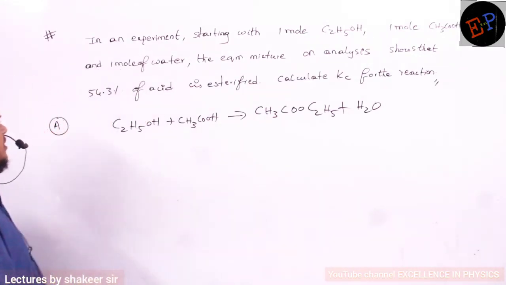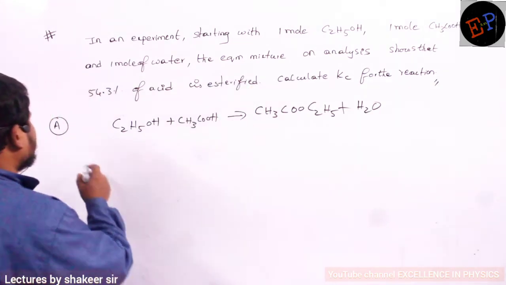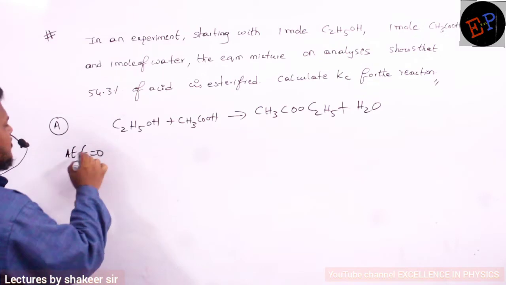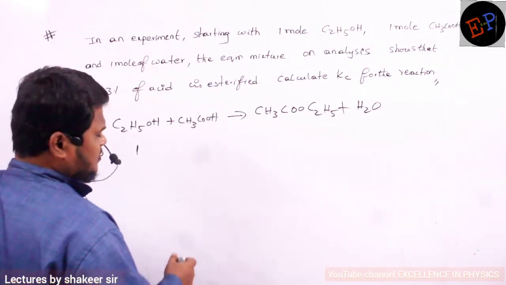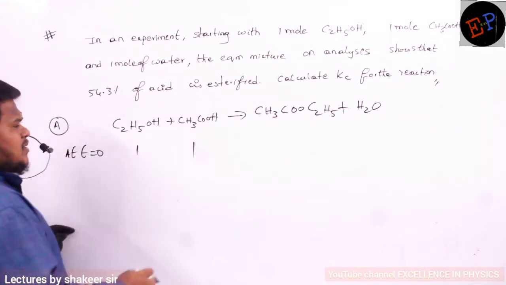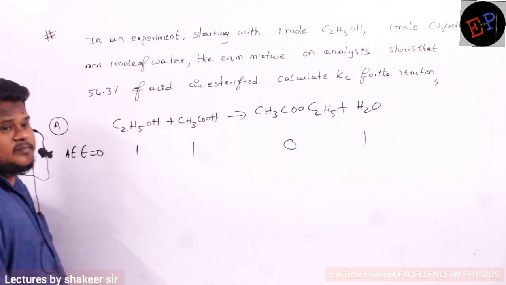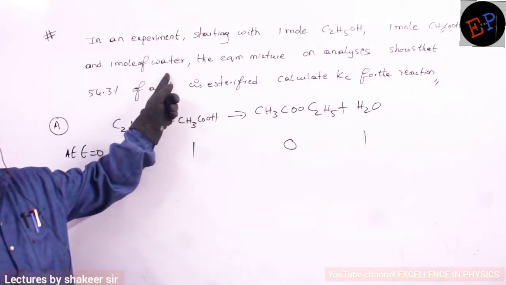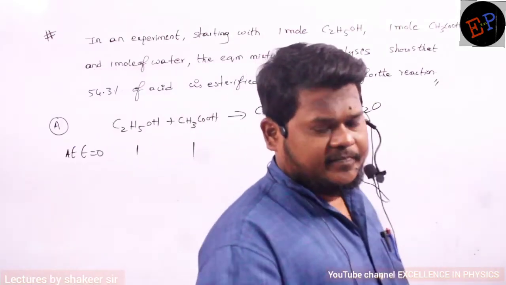Now see, initially how many moles of C2H5OH was present? At t equal to 0, this was 1 mole. How many moles of CH3COOH? This is also 1 mole. And what about the product? 0. What about water? Water was 1. It is already given. 1 mole of water was also present in the reaction.